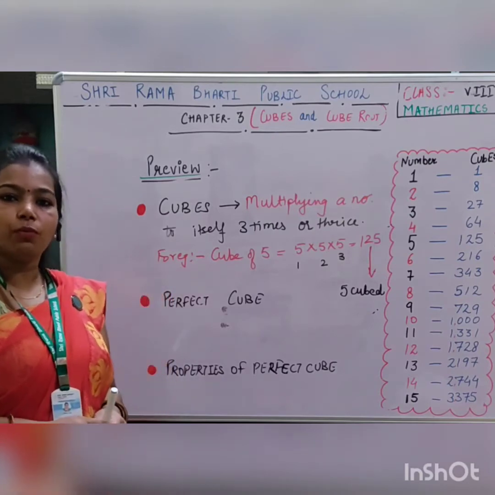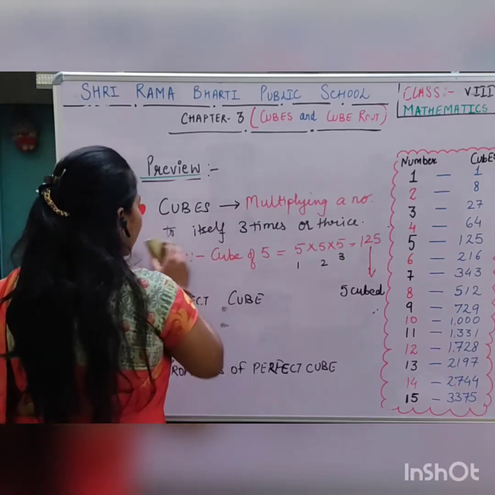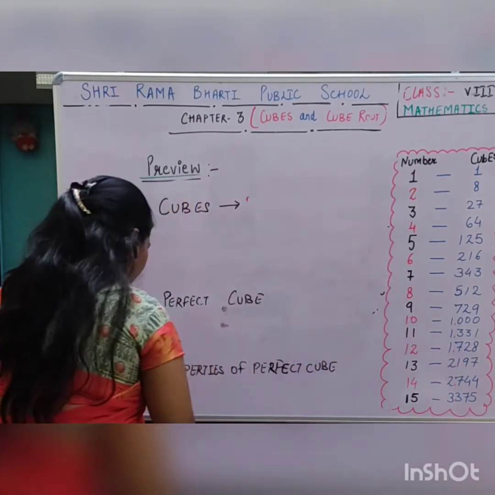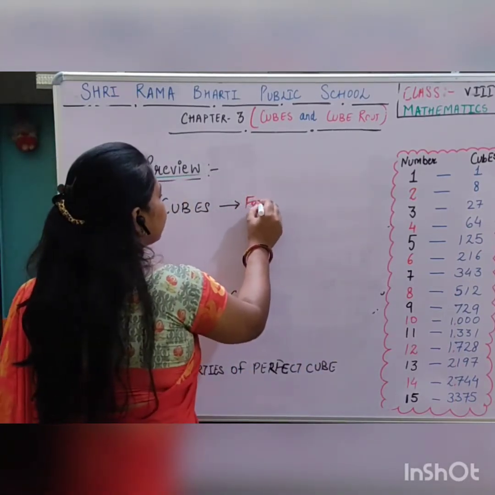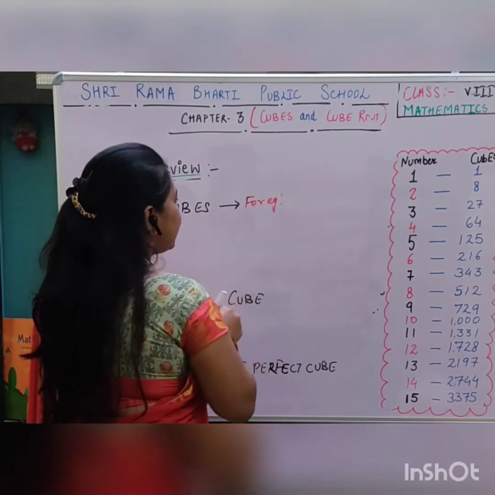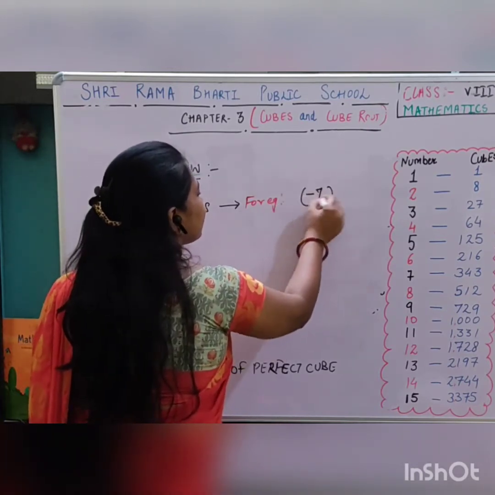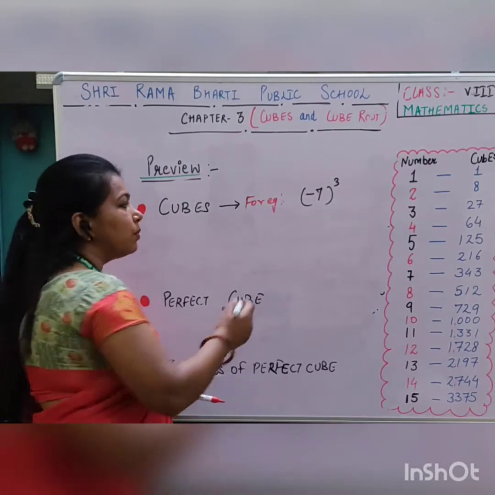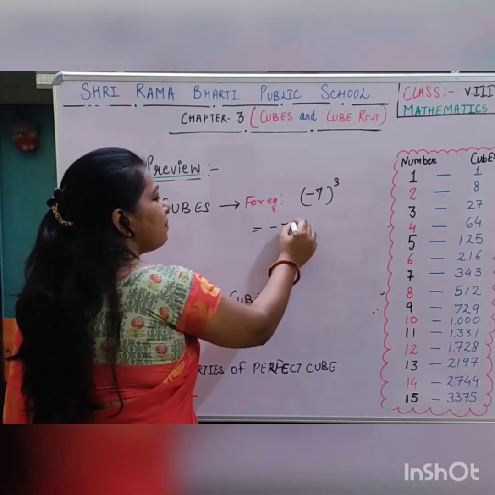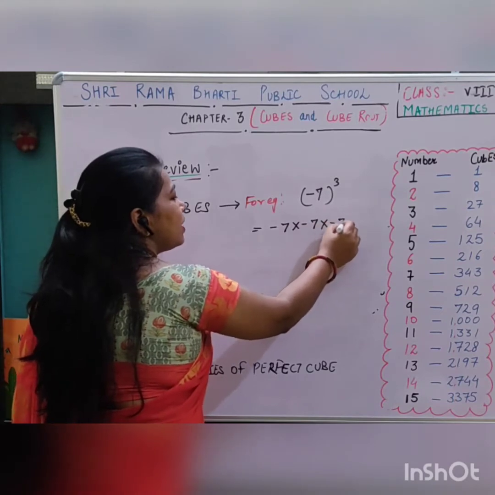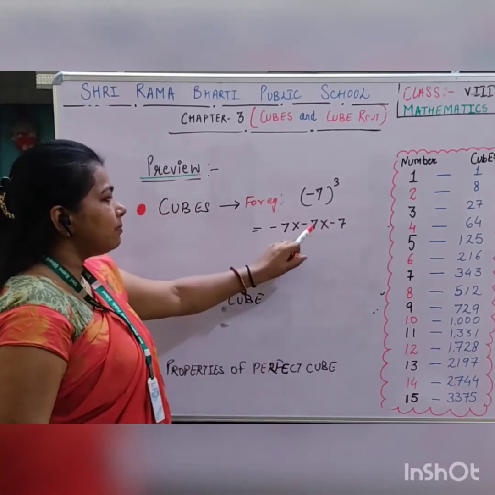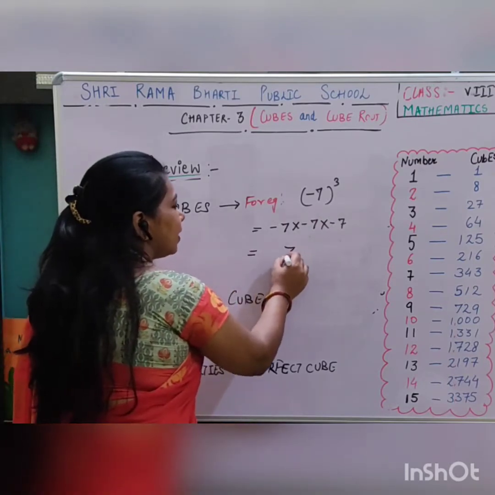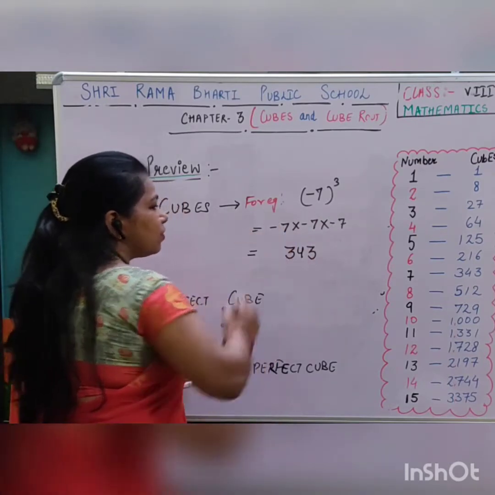Let me show you a few more examples. Look at the board. For example, if I take minus 7 raised to the power 3, or I can say minus 7 cube, it means I will multiply minus 7 to itself 3 times, right? 1 time, 2 time and 3 time. So what will it give us? It will give us 343.